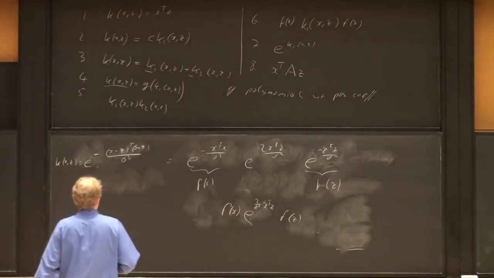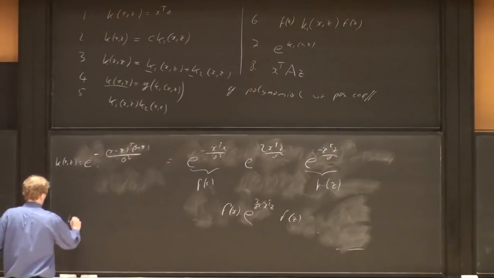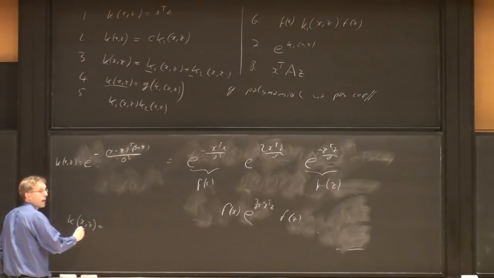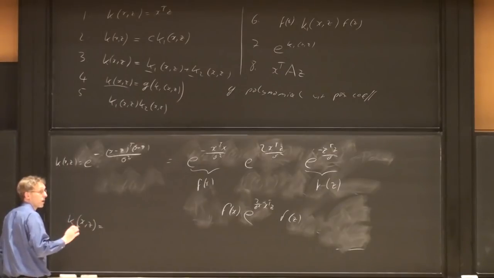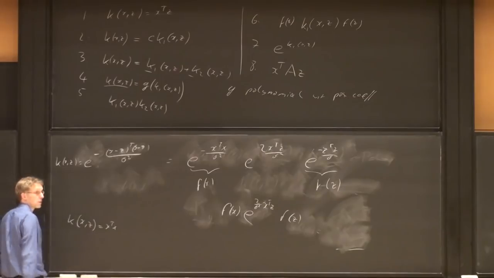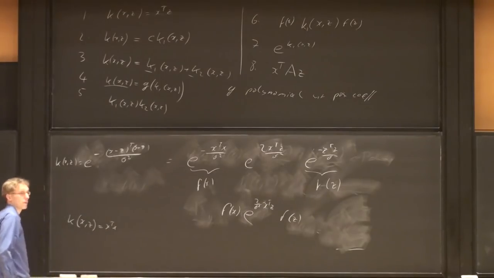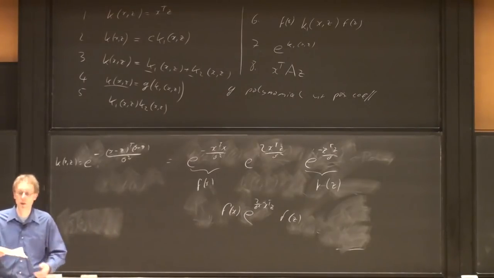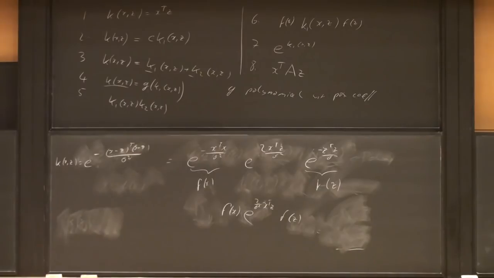Well, the function always has to be of two arguments. Right? So k of x comma z is defined as x transpose z. That's a well-defined kernel. If you make this x transpose x, that's not a well-defined kernel. Right? That's a different function. So don't. Yeah, any more questions? Yeah.